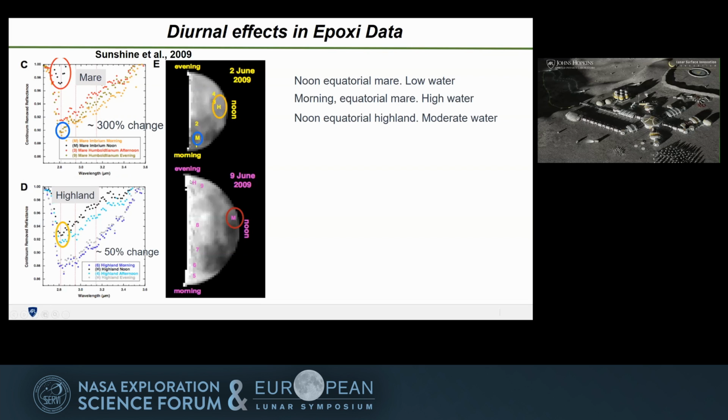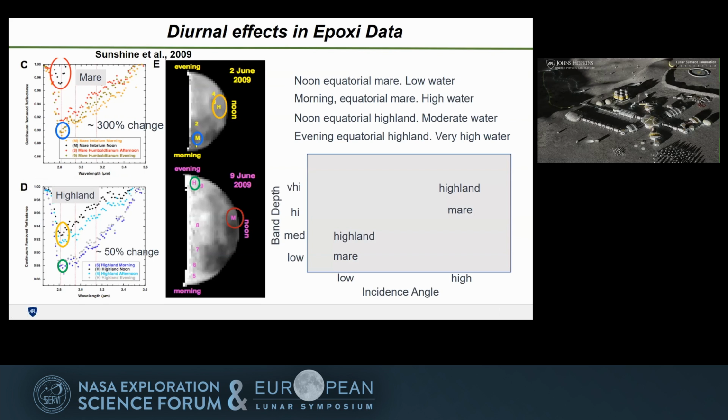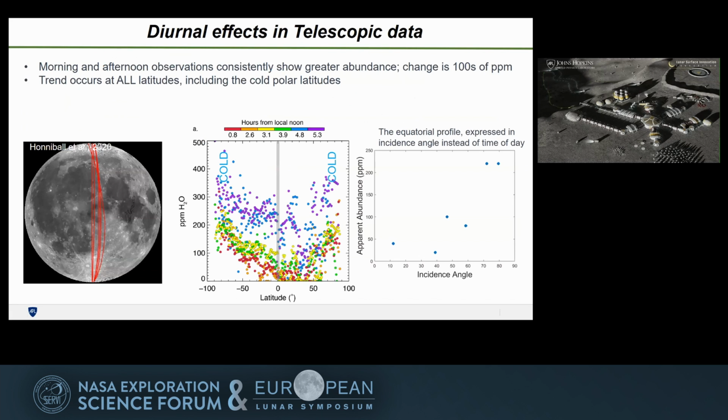Similarly for highland material, equatorial highlands, shallow band, deeper bands, in this case, evenings. So this is dependent on time of day, but another way to look at it, it's also dependent on incidence angle, where the band depth is proportional to the incidence angle. When the sunlight becomes more grazing, the absorption band gets deeper, both for highland materials and for mare material. And this is seen also in telescopic data as well.